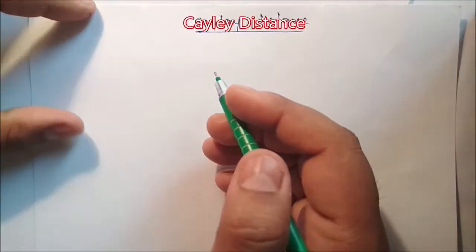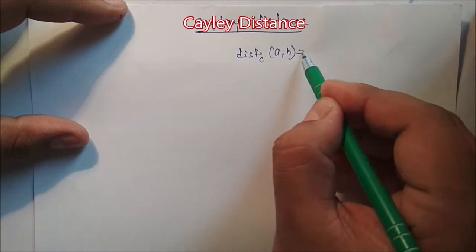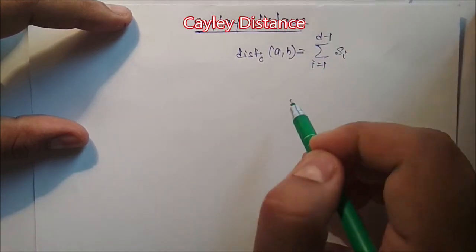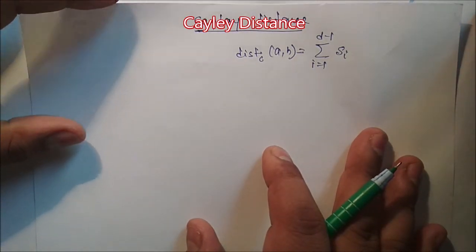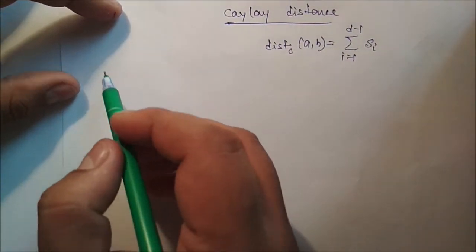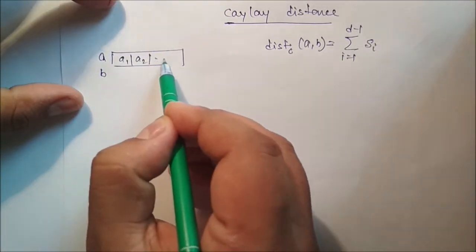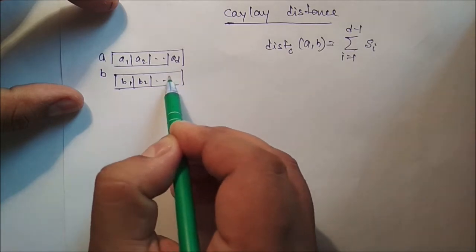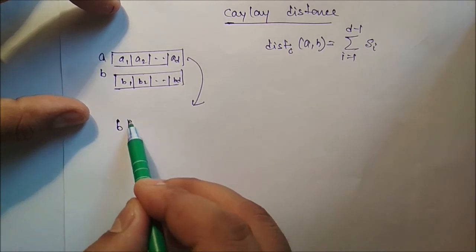Okay. Now finally we'll talk about the Cayley distance. So here distance Cayley in between A and B, summation of I is equal to 1 to D minus 1 and SI. So SI is the swapping value. Okay. So whether we need swapping or not. Now we can see one simple example. So first of all we have A and B, already you know, say A1, A2 to AD, and we have B values, B1, B2 to BD. So first of all arrange A in ascending order, accordingly arrange B.